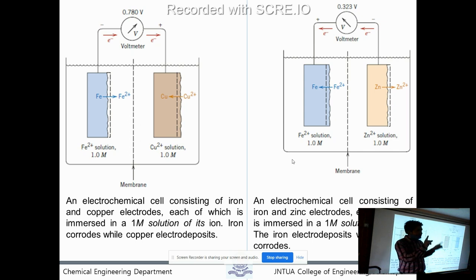Metal is the same, is it not? Iron is the same. In both the figures, iron is the same. In one of the setups, iron is losing. In another setup, iron is accepting. Of course, the answer is very clear.